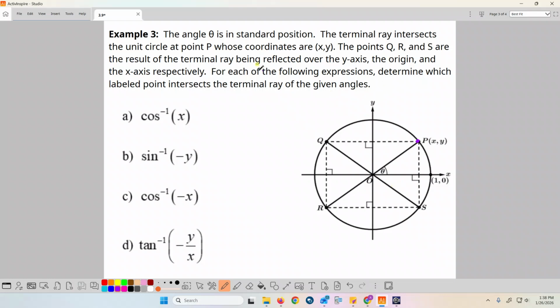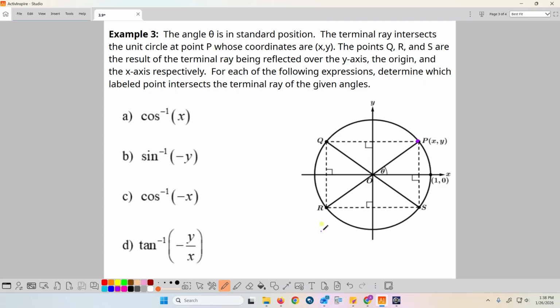So what do we have to do here? For each of the following expressions, these are different questions. Determine which labeled point. Oh, so we just have to figure out which point goes, which point intersects the terminal ray of that angle. Okay, perfect. We got it.